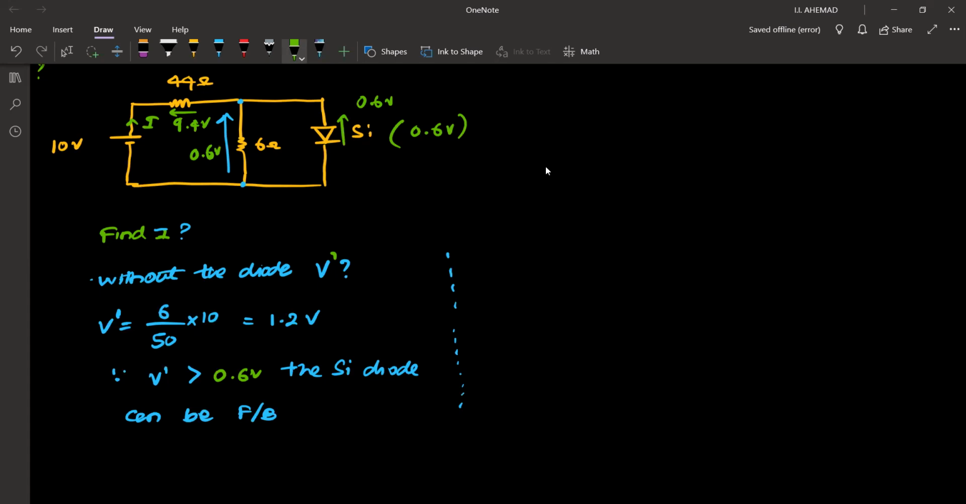So to find I, 9.4 is equal to I into 44. So I is equal to 213.6 milliamperes.